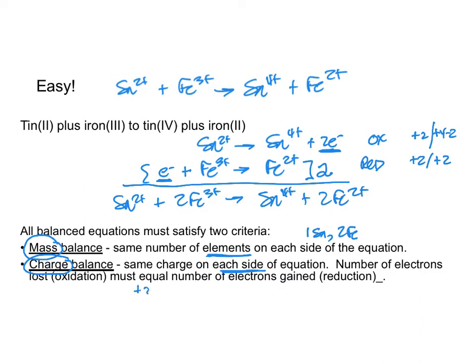So I have a plus 2 and a 2 times a plus 3. Plus 2 plus 6 is a plus 8. That's on my reactant side. On my product side, I have a plus 4 and a 2 times a plus 2. So it's a plus 4 and a plus 4, which is a plus 8.